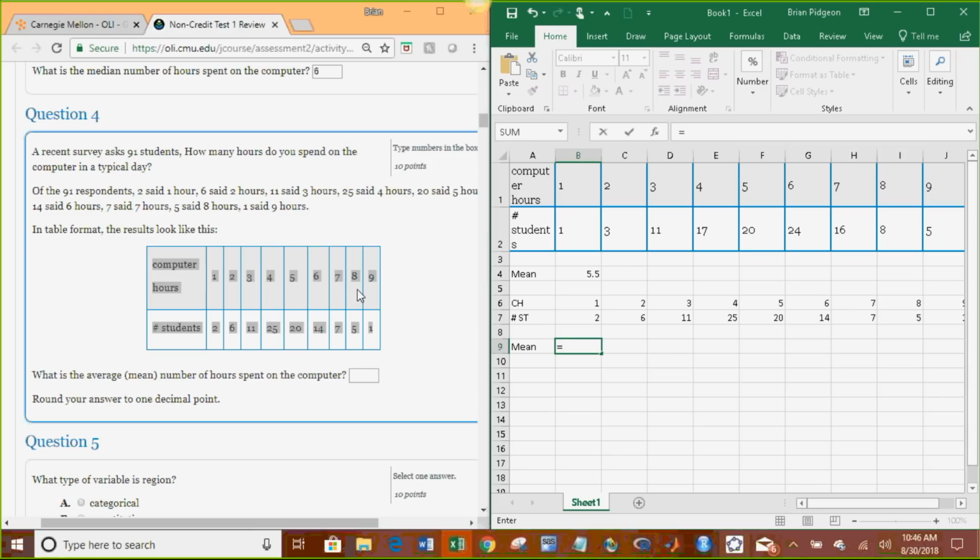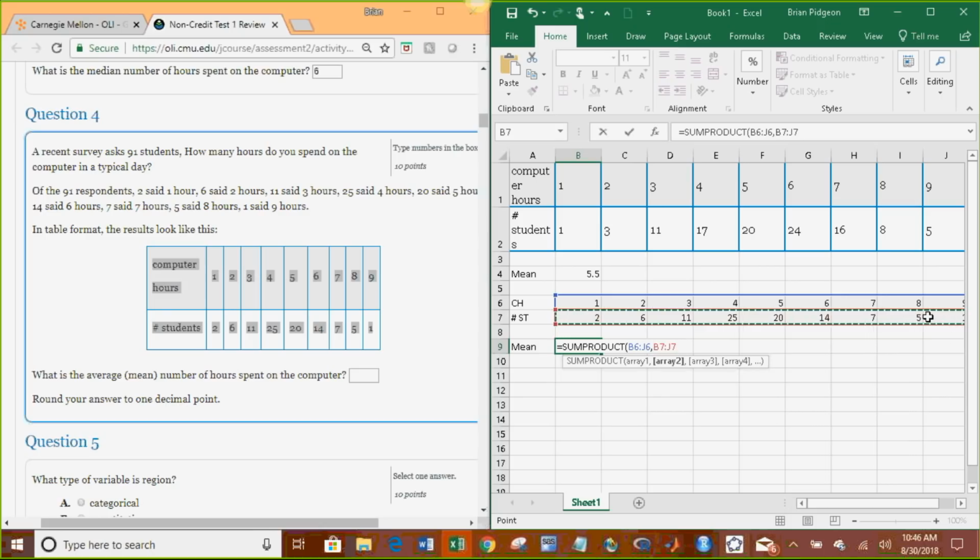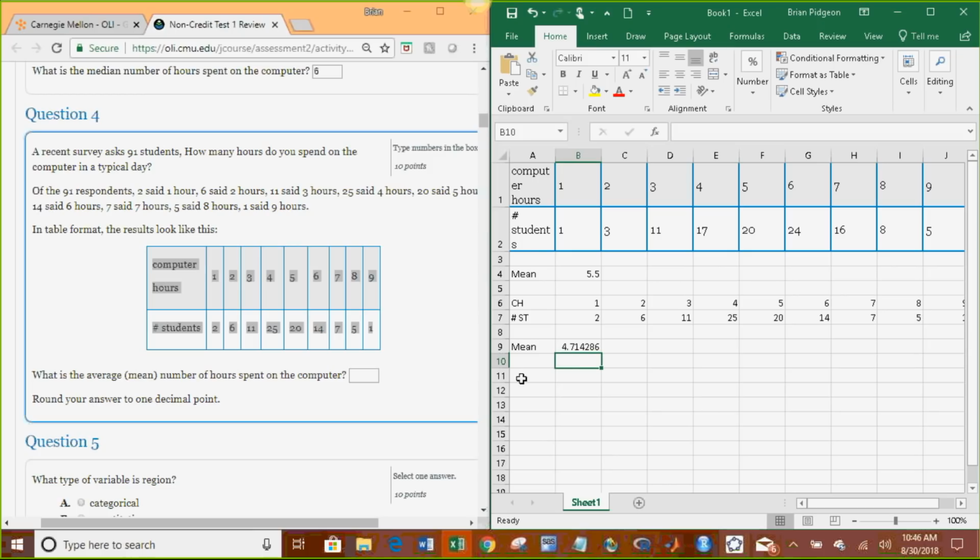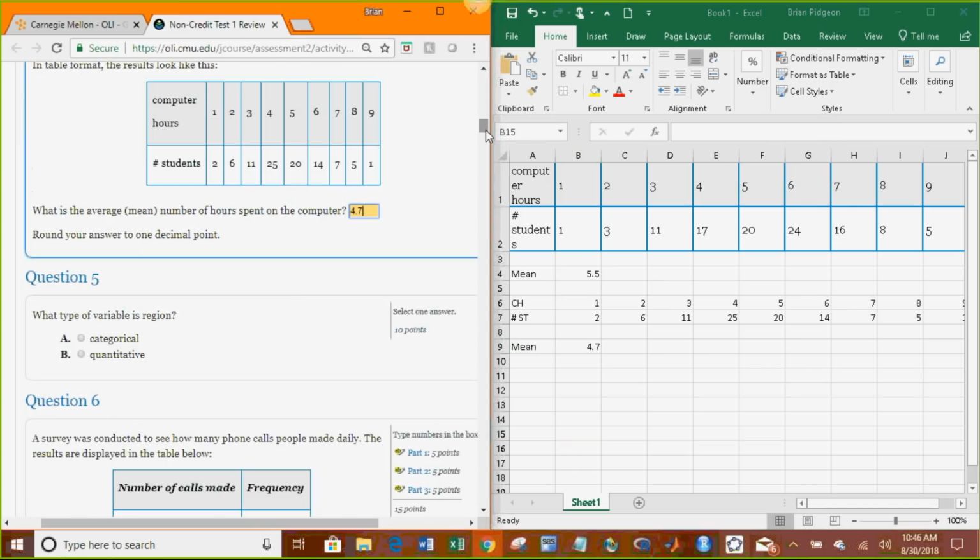And to find the mean, we're going to do the exact same thing that we did before. We're going to take the sum product of our number of hours list and the frequency list, and we're just going to divide by the total number of students, 91. And rounded to one decimal point, if you can't see that it's 4.7, you can just immediately go into Excel and use the decimal feature. All right, what type of variable is region?